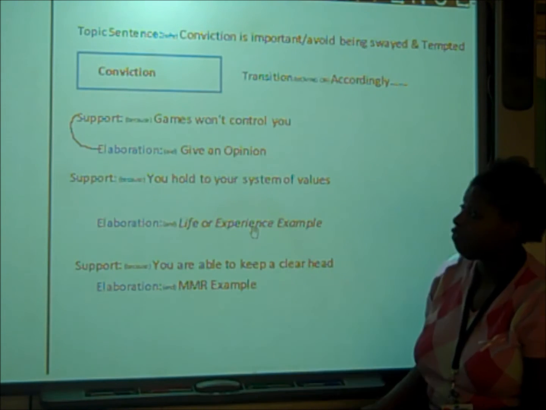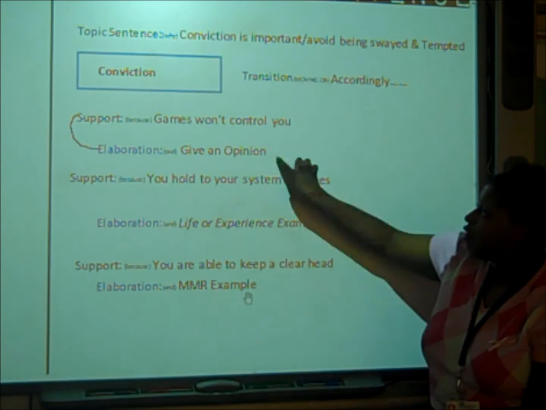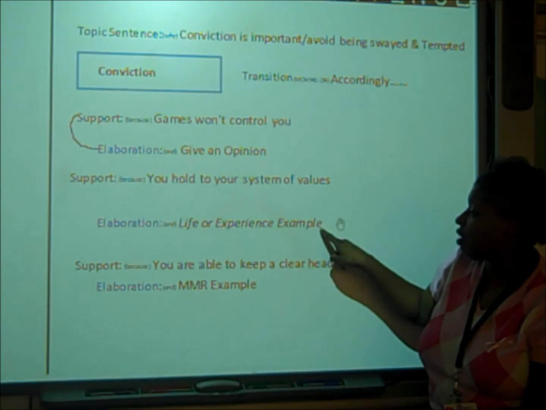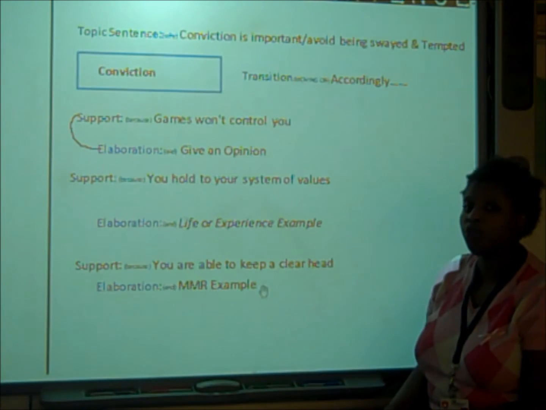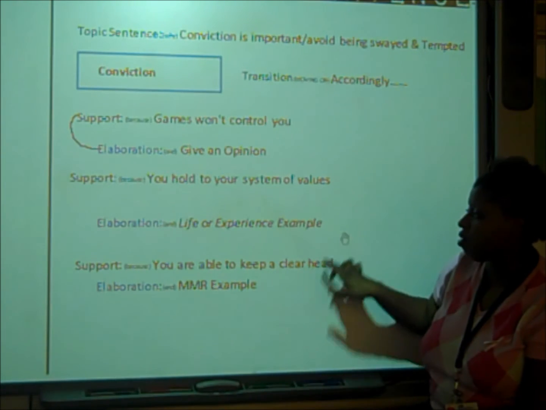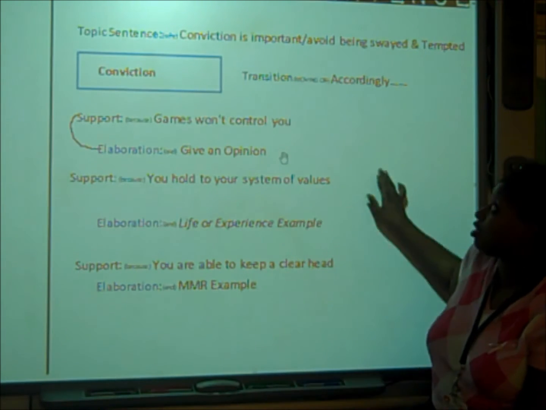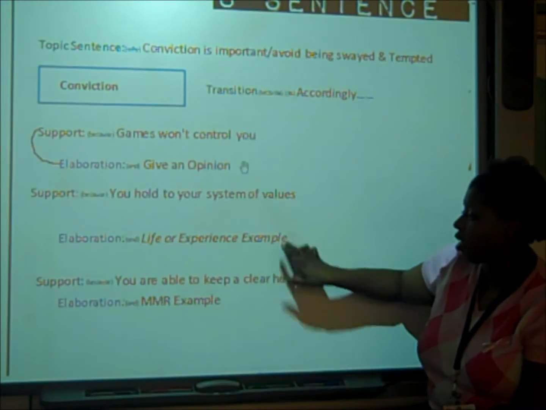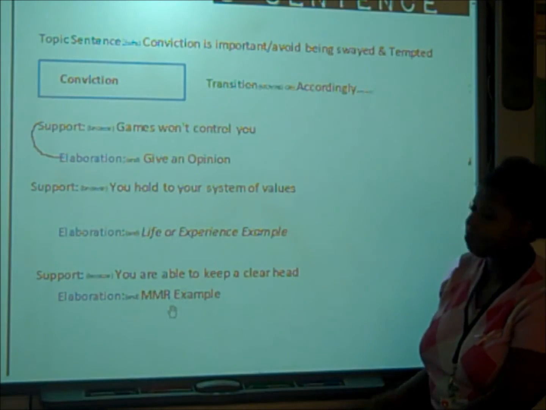Now notice right here I have the OEMMR strategy. For each of your elaboration sentences, first I want you to either use an example, give a life experience, or give a movie, music, or reading reference. For every single paragraph, that's what you'll do. For every single body paragraph, that's what you'll do. OEMMR.